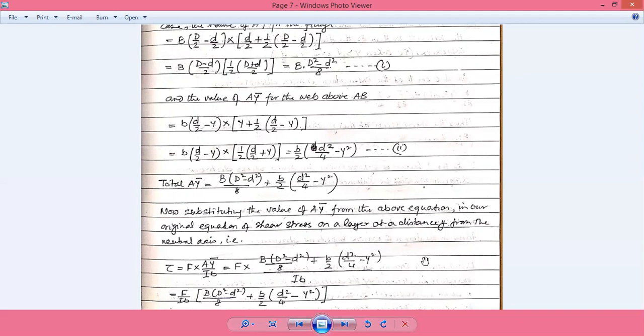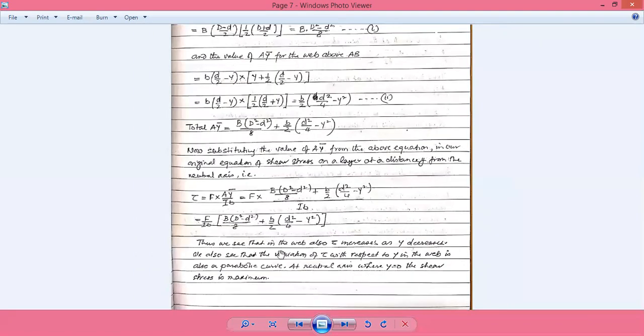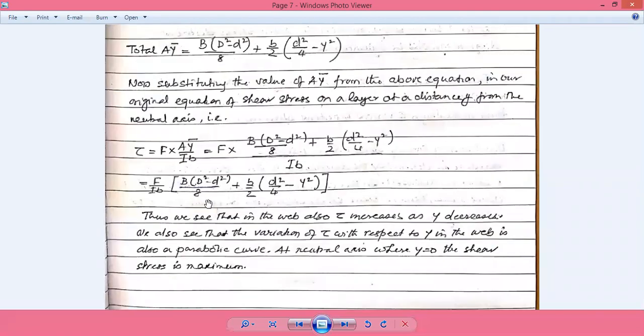Now if you substitute the value of A y bar in our original equation for shear stress at the distance y from the neutral axis, A y bar divided by I into b, the equation is reduced to this. Here we see that in the web also, tau increases as y decreases, and the variation of tau with respect to y in the web is also a parabolic curve. At the neutral axis, where y is equal to zero, shear stress is maximum.